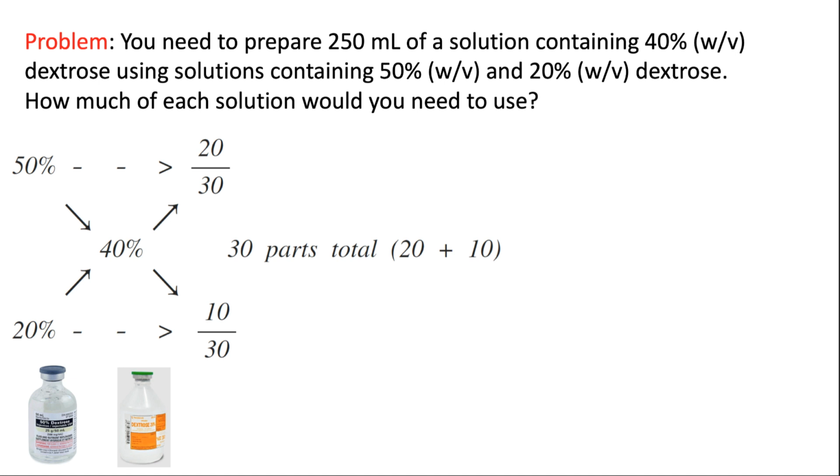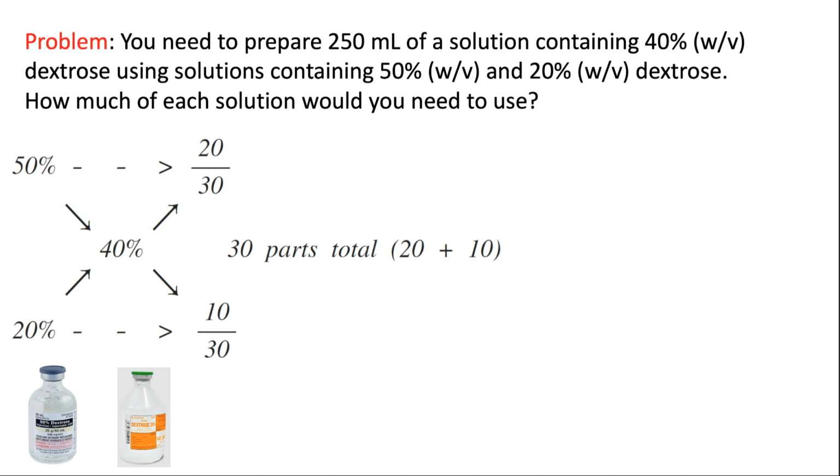So 50 minus 40 equals 10. Do the same thing for the 20%, going from lower left to upper right. Take 40 minus the 20, follow the arrows up, and put our 20 on top there. Okay, and draw our lines across so that we represent the 20 parts goes to the 50%, and the 10 parts goes to the 20%.